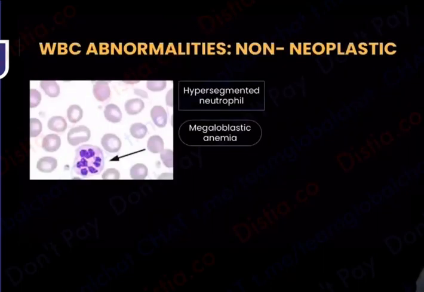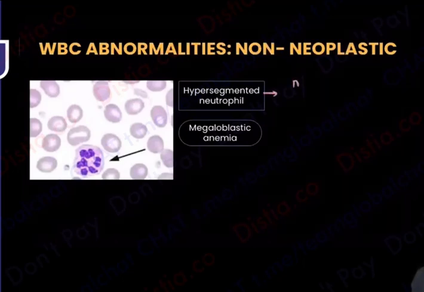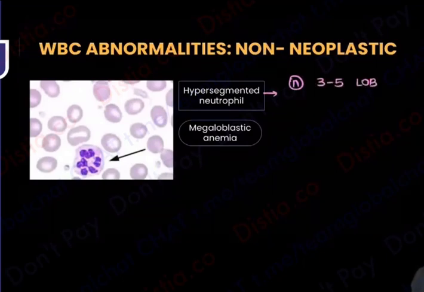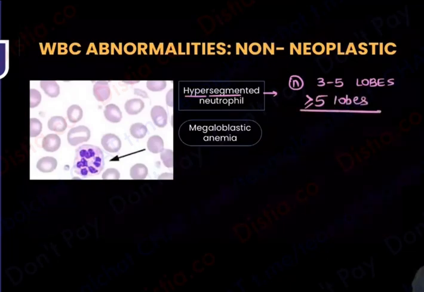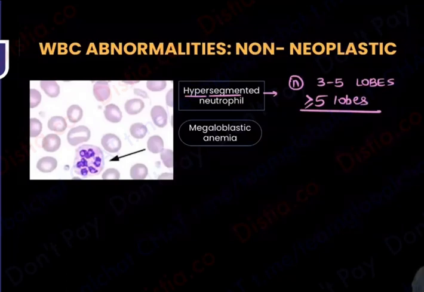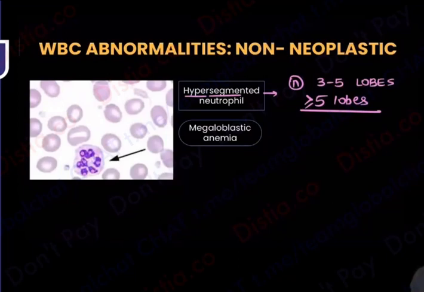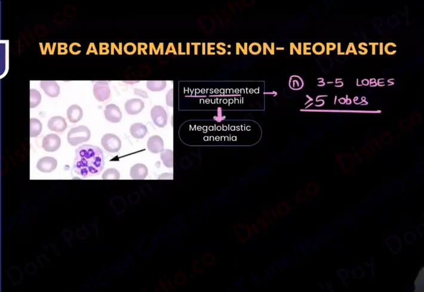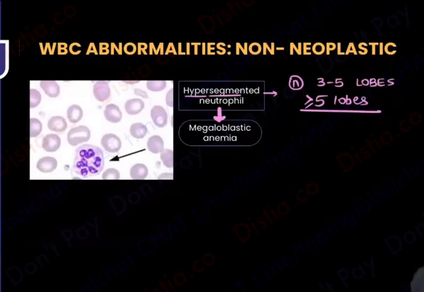The first one that I have over here is a hypersegmented neutrophil. Right now I told you that the normal neutrophil has 3 to 5 lobes. But when we say hypersegmented, it means it is going to have more than 5 lobes in the cells. Let's count. 1, 2, 3, 4, 5, 6, 7. I have 7 lobes. Is this hypersegmented? Yes. And which is the anemia which I have already taught you in the red blood cell chapter? Megaloblastic anemia shows you hypersegmented neutrophils.